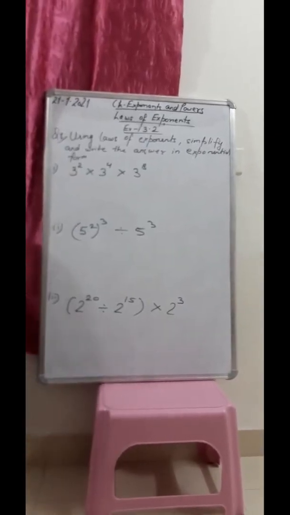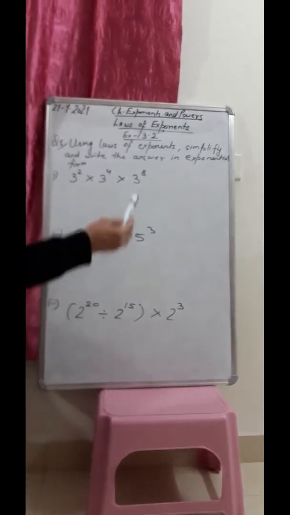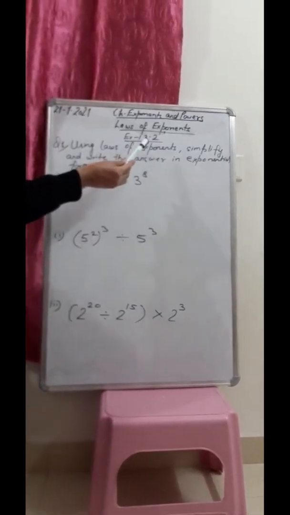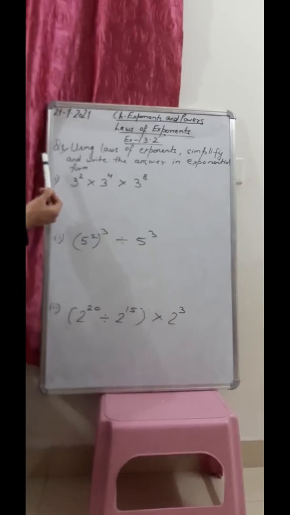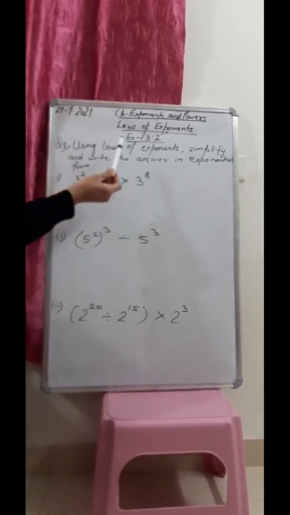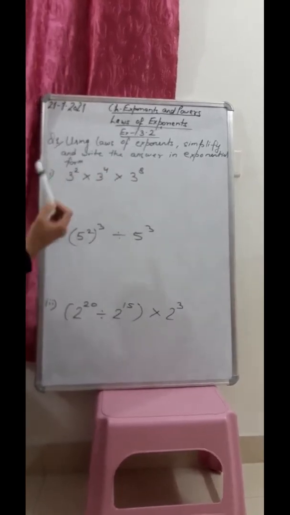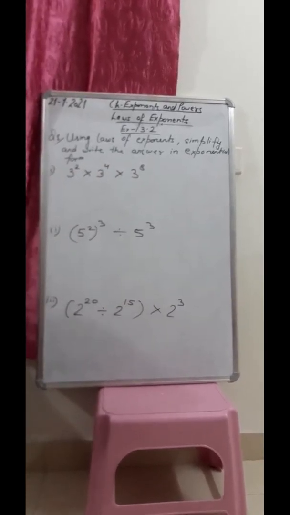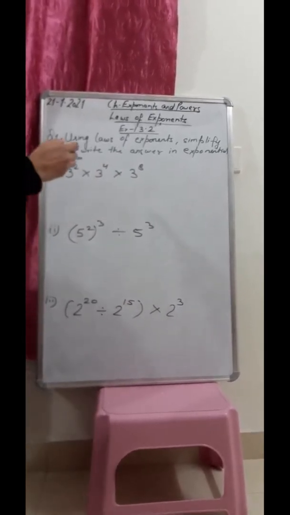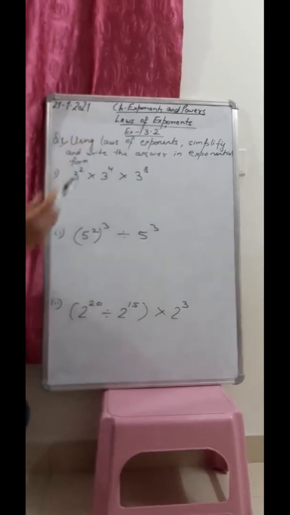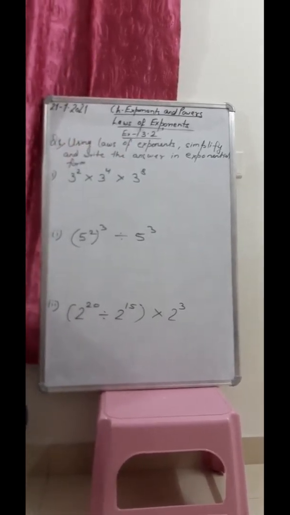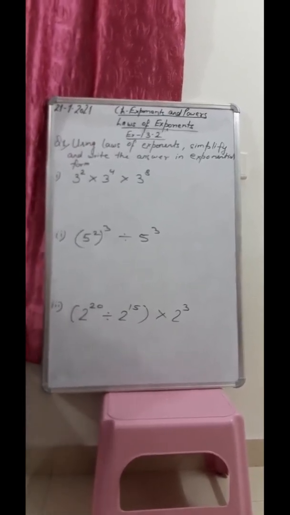So students, this is exercise 13.2. Question number 1 is: using laws of exponents, simplify and write the answer in exponential form. So here we have to use the laws of exponents, simplify, and then write the answer in exponential form.